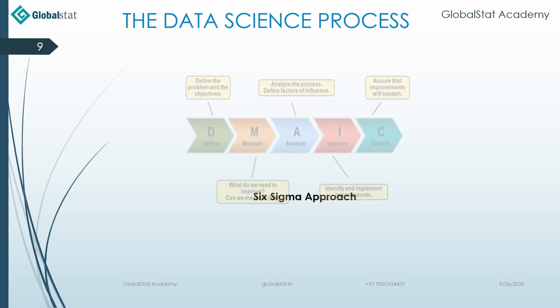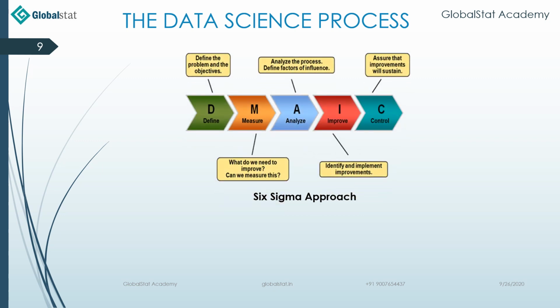We are going to talk about the Six Sigma approach now. We call it DMAIC. D for define, M for measure, A for analyze, I for improve, C for control. What exactly are these stages? Defining the problem and the objectives comes within the define stage. Next comes the measure. What do we need to improve? Can we measure this?